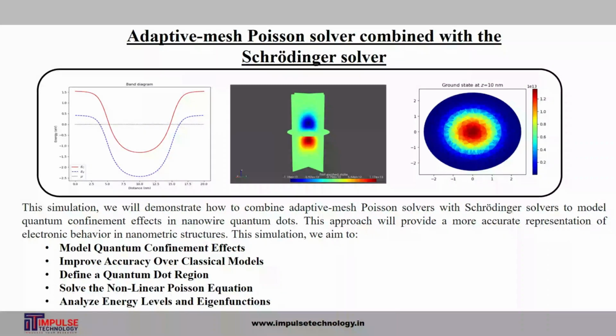Hello everyone. In this tutorial, we will demonstrate how to combine an adaptive mesh Poisson solver with a Schrödinger solver to model the quantum confinement effect in a nanowire quantum dot. This approach will provide a more accurate representation of electronic behavior in nanometric structures.